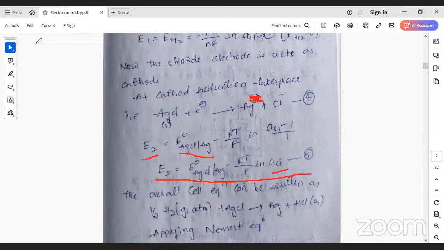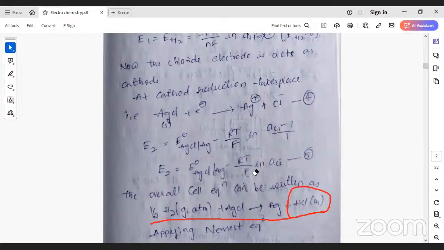Therefore, the overall equation can be written as follows. One is oxidation, the other is reduction. By combining the two equations, we'll get the overall cell reaction. This is the overall cell reaction: half H2 gas atmosphere plus AgCl gives rise to Ag plus HCl of A1. Now for this equation, applying the Nernst equation, we'll get the EMF of chemical cells without transference.